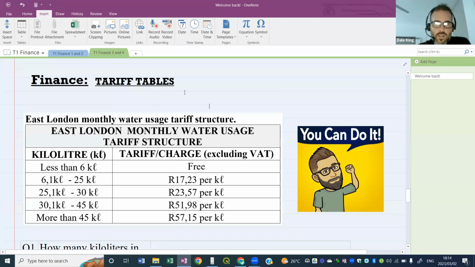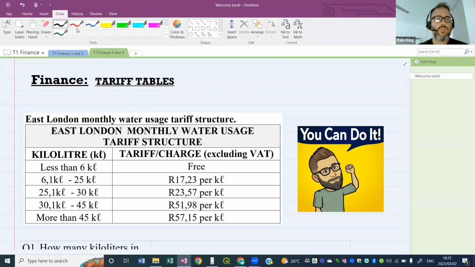All right. So let's have a look at the table and see exactly what it's saying. So in the left-hand column there, we've got kiloliters of usage. All right. Now, when we did the measurement course, we learned about different types of units, of measuring units. And the kiloliter, if you guys remember, how many liters in a kiloliter? Can anyone tell me in chat how many liters in a kiloliter? It's the same as grams and kilograms, or meters and kilometers. It's liters and kiloliters. How many liters in a kiloliter?